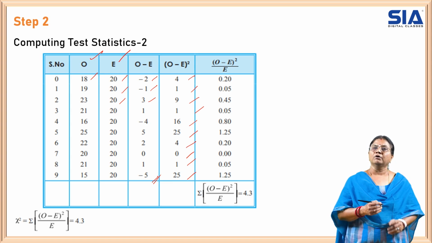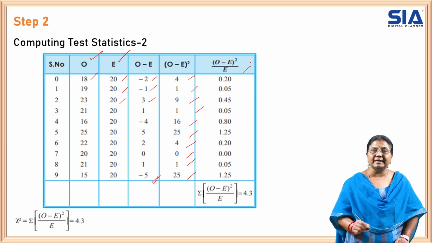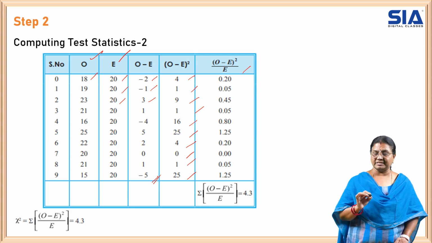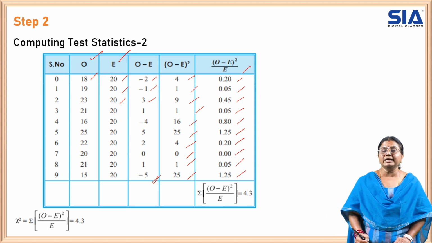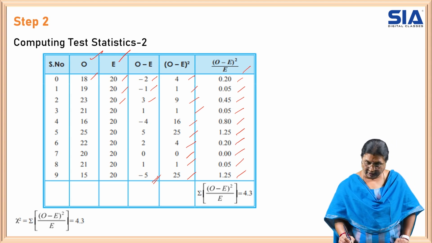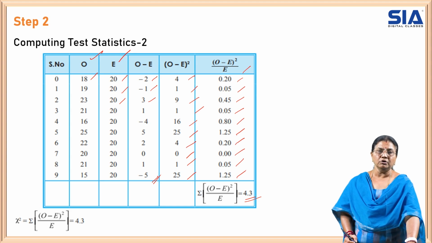That is, we are trying to check what is the percentage of the change. So (O minus E) whole square divided by E, that is, observed frequency minus expected frequency whole square divided by expected frequency, which we got as 0.2, 0.05, 0.45, 0.8, 1.25, 1.2, 0, 0.05, 1.25. These are the values we got on calculation. Now sigma, that is the sum of all these, is 4.3. So let us see what the table value of this is.